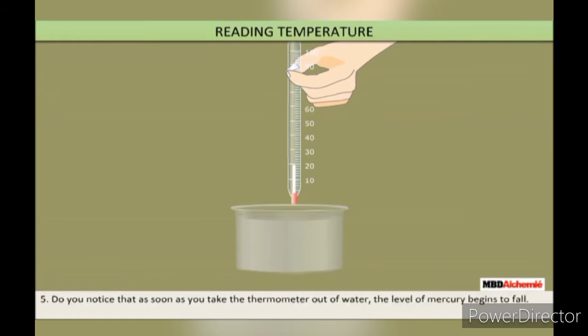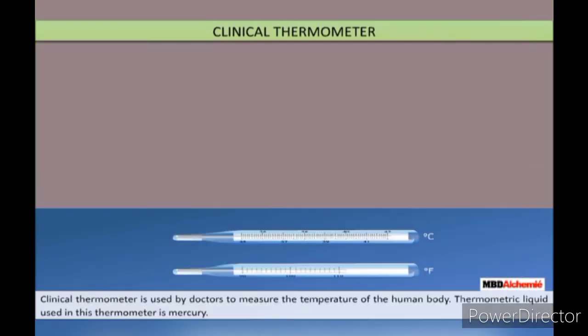Do you notice that as soon as you take the thermometer out of water, the level of mercury begins to fall? This means that the temperature must be read while the thermometer is still in water. Clinical thermometer is used by doctors to measure the temperature of the human body. Thermometric liquid used in the thermometer is mercury.